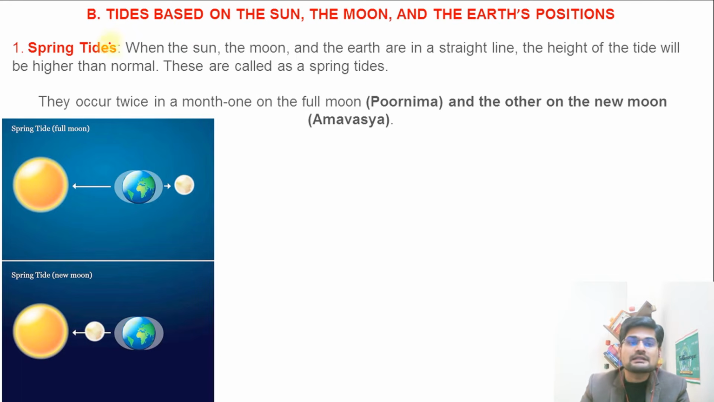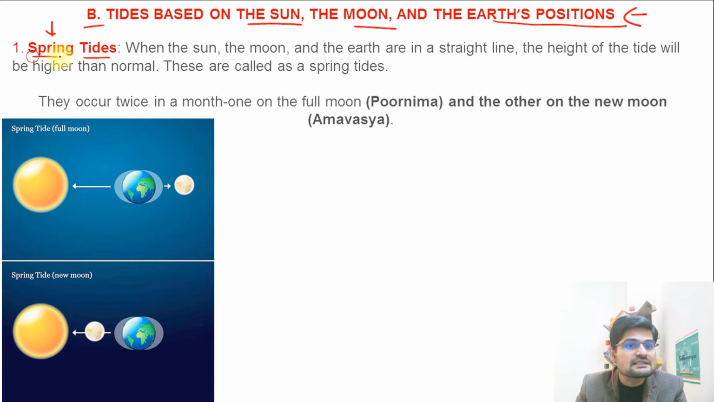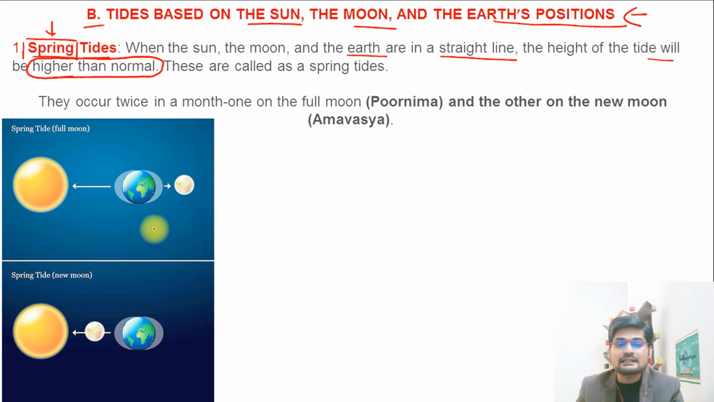The next important tides are based on the sun, moon and the earth's position, which is most famous. So the first one is the spring tide. The word itself is spring, right? So what is the spring? When the sun, moon and the earth are in a straight line, the height of the tide will be higher than normal. So when it is higher than normal, it means the gravitational factor of the sun and moon both are acting because it is in a line.